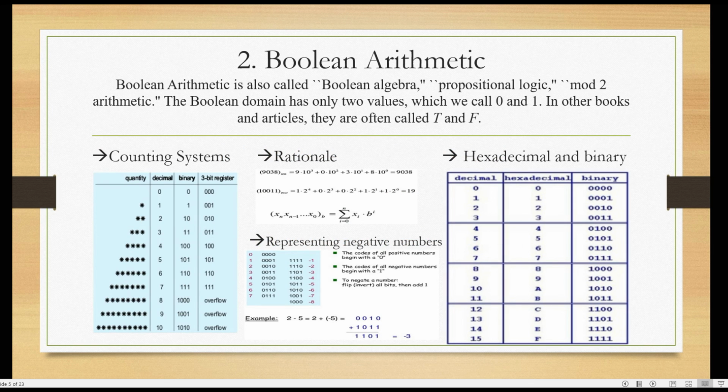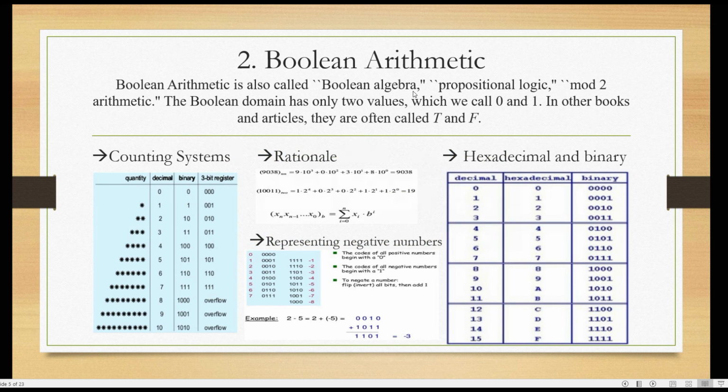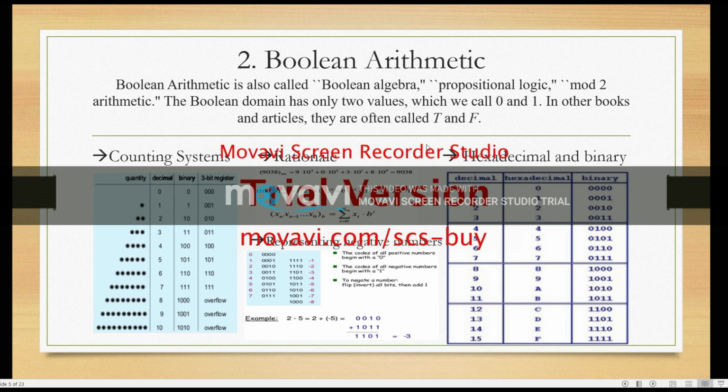So our second module is Boolean arithmetic. Boolean arithmetic is also called Boolean algebra, propositional logic, mod 2 arithmetic. These are several names for Boolean arithmetic. The Boolean domain has only 2 values, which we call 0 or 1. Boolean arithmetic means the computer system will have only zeros and ones. So this is the main thing of Boolean arithmetic. In other books and articles, they are often called T and F.